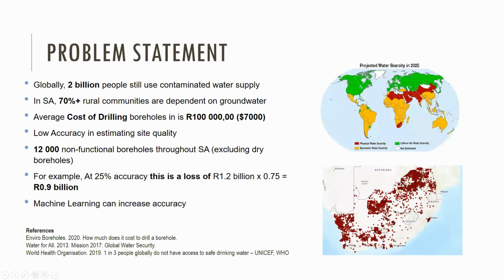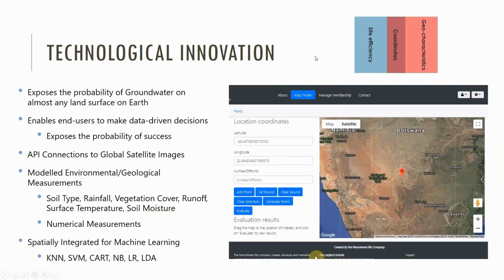Here's the original problem statement. We still have today 2 billion people consuming contaminated water. The cost of drilling a borehole is 100,000 Rand, even though the accuracy of the site yielding a good borehole is only 25%. Just in South Africa, there are 12,000 non-functional boreholes, representing a loss of almost R1 billion. The interest in our case is to increase the accuracy when identifying a good borehole location.